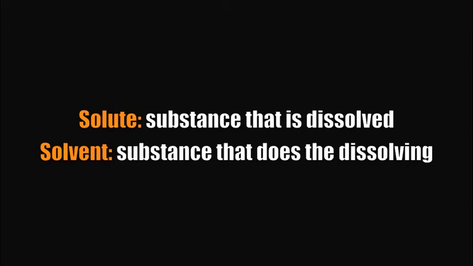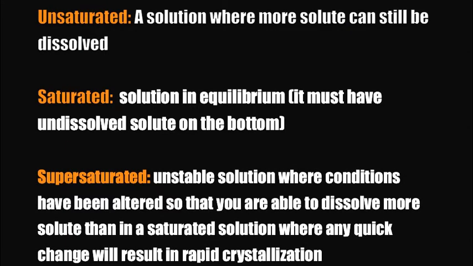Next, let's review the three different types of solutions we went through. An unsaturated solution is a solution where more solute can still be dissolved. A saturated solution is a solution in equilibrium, which means it must have undissolved solute on the bottom. The last type of solution we looked at was supersaturated, which is an unstable solution where conditions have been altered so that you are able to dissolve more solute than in a saturated solution. And in this type of solution, any quick change will result in rapid crystallization.